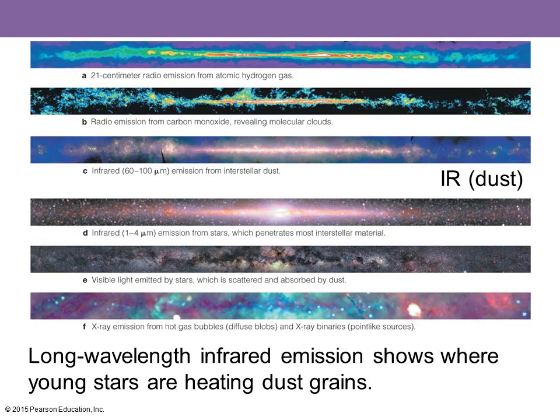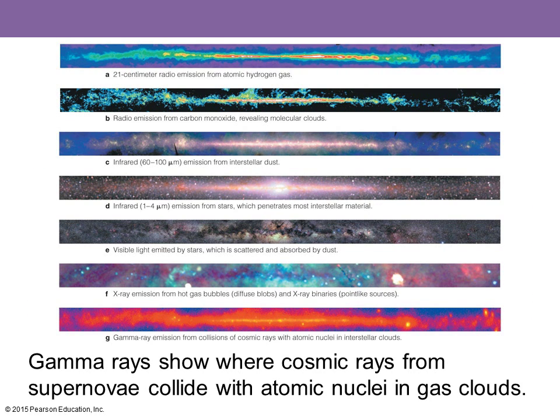Here's infrared, a long wavelength infrared emission showing where young stars are heating up dust grains, and gamma rays that show where cosmic rays from supernovae collide with atomic nuclei in gas clouds.